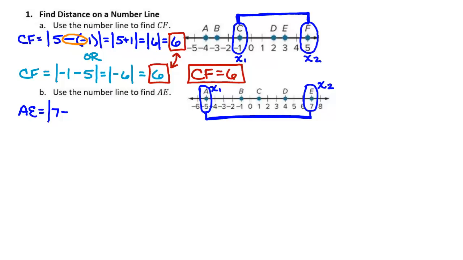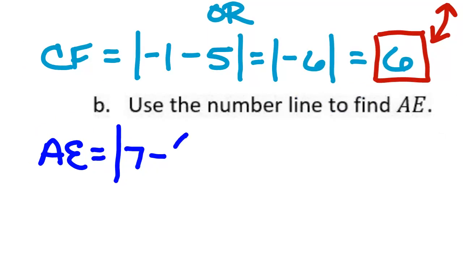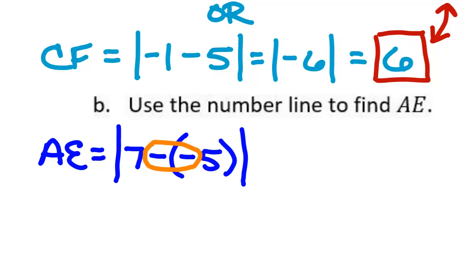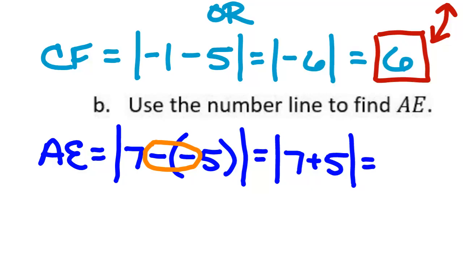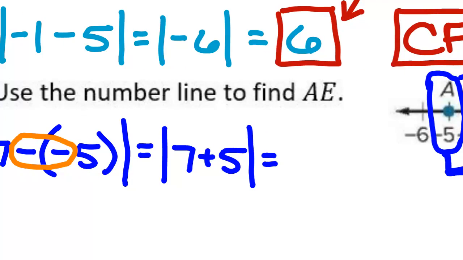All right, so 7 minus, and then we have -5, my x1. So here's another situation where I see adding a negative number. So that's going to turn into what? Addition. So that's going to be 7 plus 5 inside the absolute value bars. What is 7 plus 5? 12. Yes. So we have the absolute value of 12. What would the absolute value of 12 be? 12. Perfect.